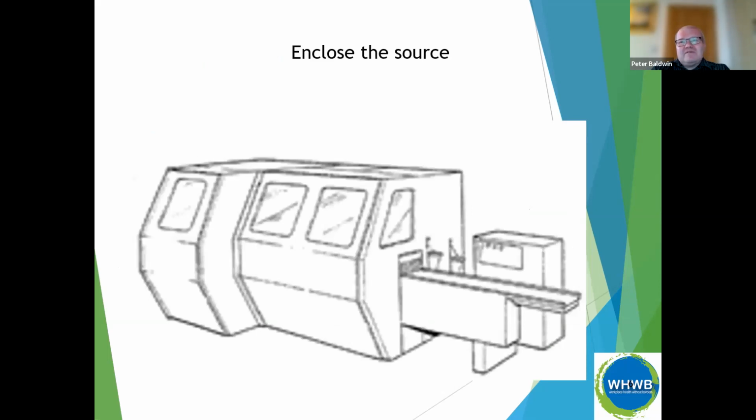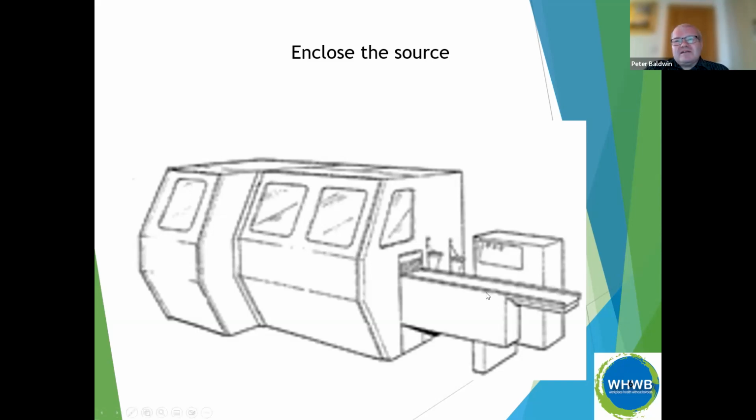Here's an example of a total enclosure. The problem with total enclosures is you have to get your materials in and out. So you're always going to have holes, and those holes will actually allow the noise out of that enclosure. So you could end up with noise still being produced from machines if it's not been very well designed.